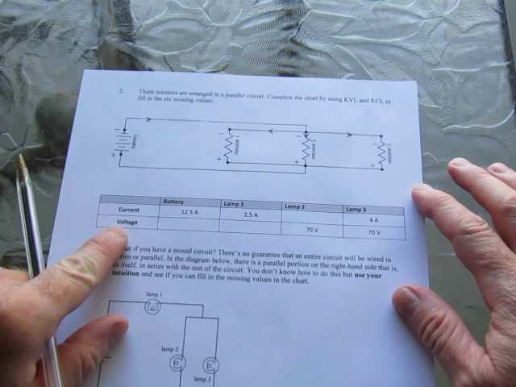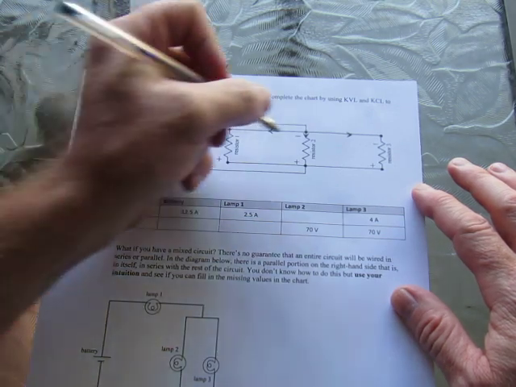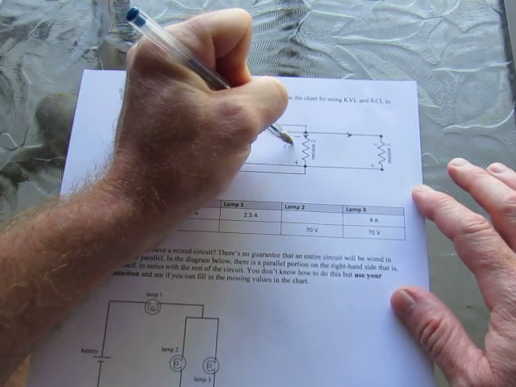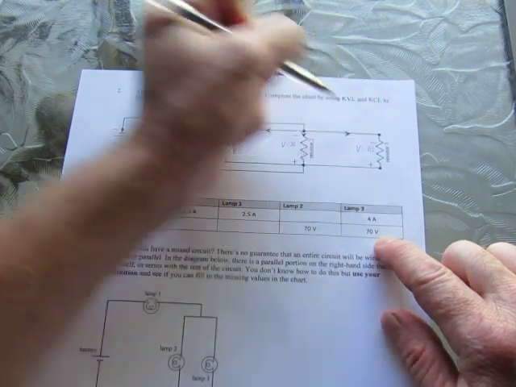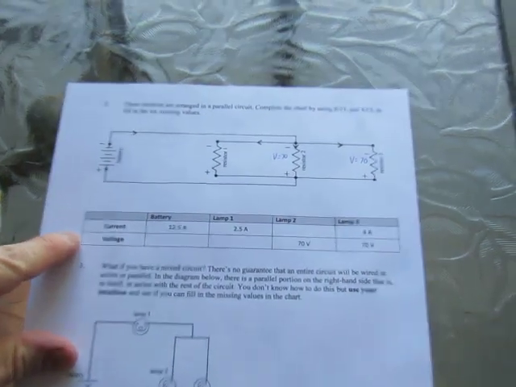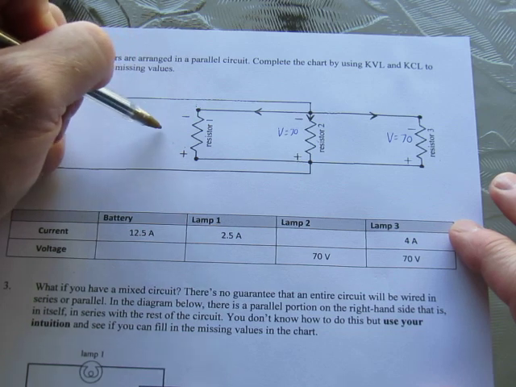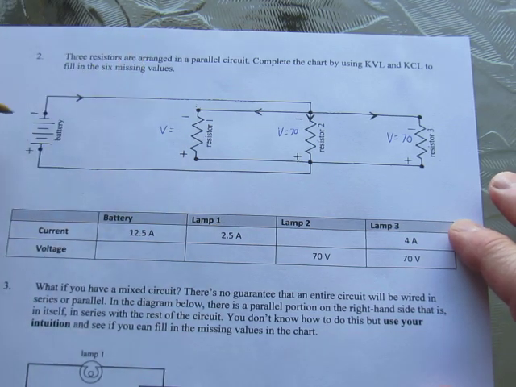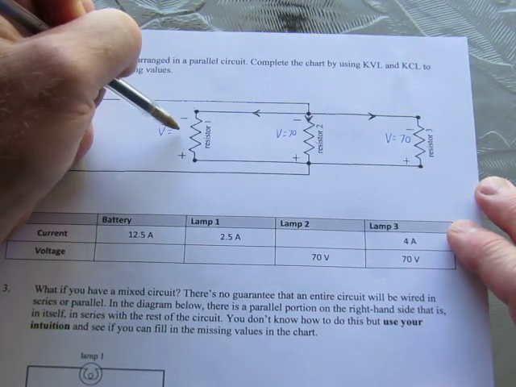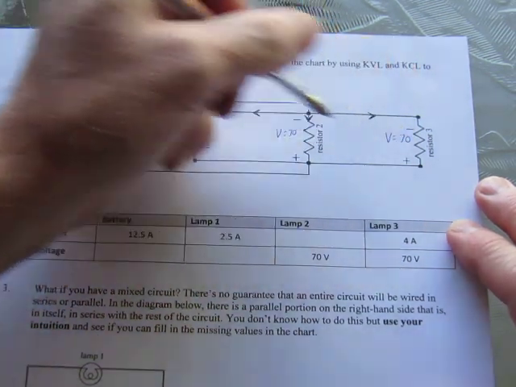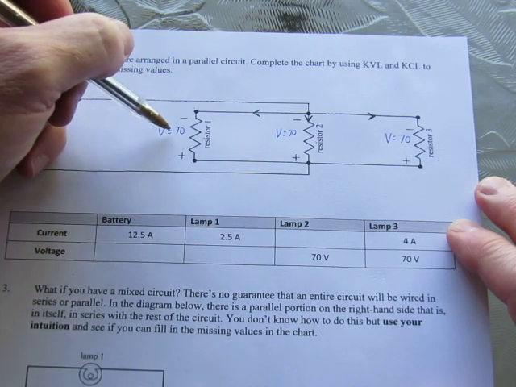So what I would do is I would say, okay, the voltage of lamp 2, that's here, is 70. The voltage of lamp 3 is 70. And you're being asked to fill in voltage for lamp 1 and the voltage back at the battery. The most common mistake here is to say that this voltage has to be 70 because the other ones are 70. That's actually right. That's not the mistake.